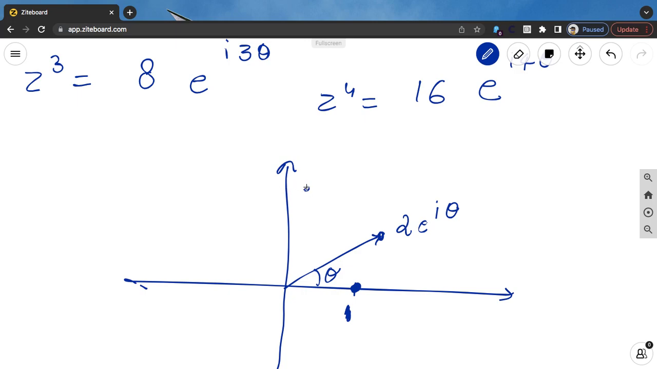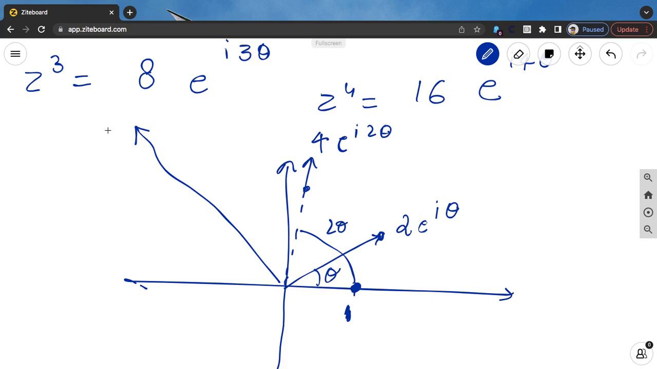Say for example, it was here. So it became 2 theta now, and the modulus became 4. So 4 e raised to i 2 theta. As soon as I cube it, it becomes even bigger, 8, and the angle becomes 3 theta. When I raise it to 4, it becomes even bigger, 16, and if I join all these points, what do you think the shape will be?